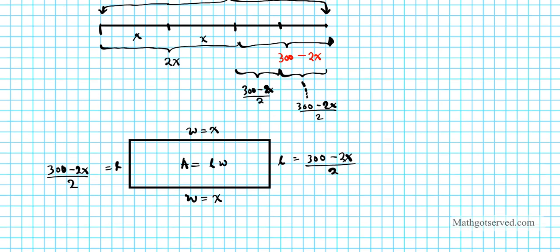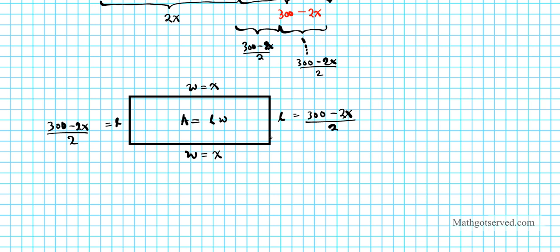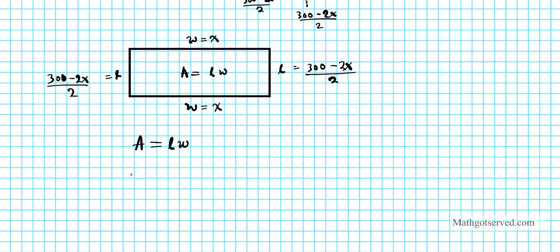Have we accomplished our goal? Absolutely, because right now the dimensions of my rectangle are just in terms of x. So A equals L times W. I can write this now as a function of x, which was the initial goal. So A of x is equal to L, which is 300 minus 2x over 2.